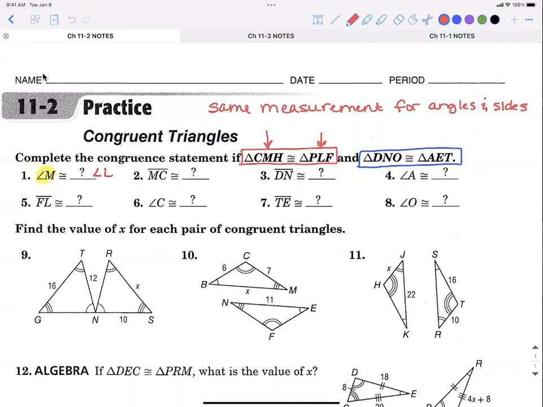And I'm just going to skip around to keep it flowing a little bit better. I'm going to do all the angles first, then I'm going to go back and talk about the way you do the sides. That way we're not jumping around.